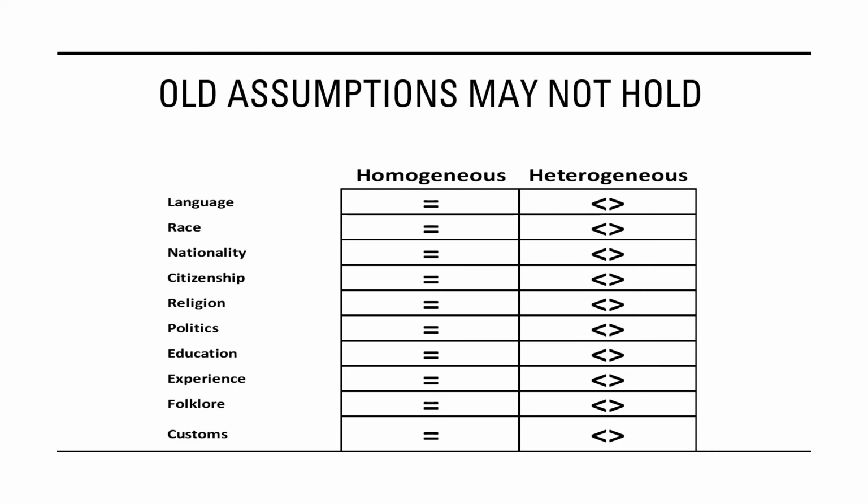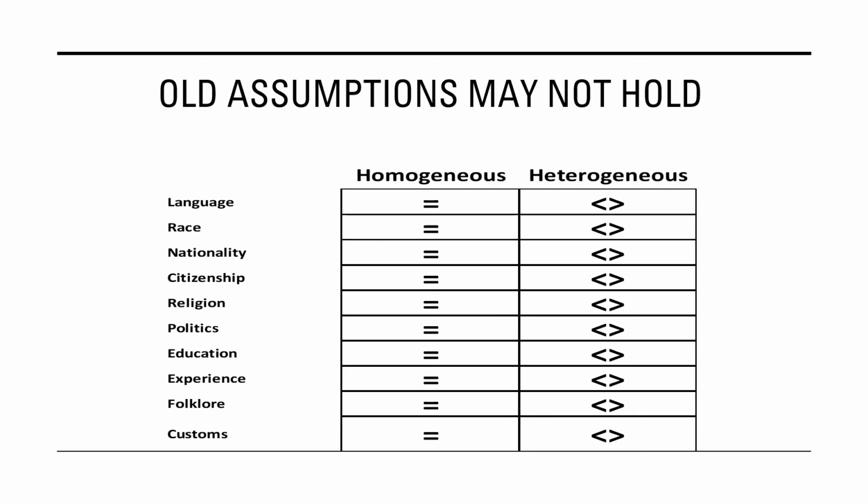In the old comfortable world that most of us lived in until relatively recently as teachers, we taught these homogeneous societies. What's a homogeneous society look like? Everyone speaks the same language. Okay, 99.9%. There's always some exceptions. Most people are of the same race. Most people are of the same nationality, citizenship, religion, politics, education, experience. Even folklore and customs are shared across the board.